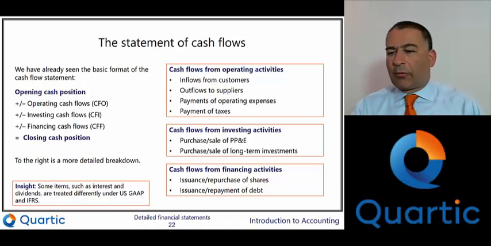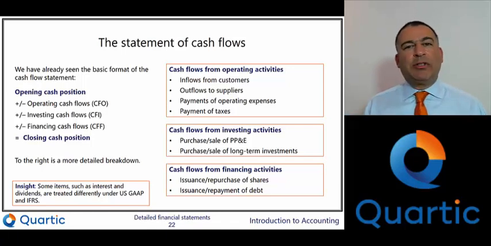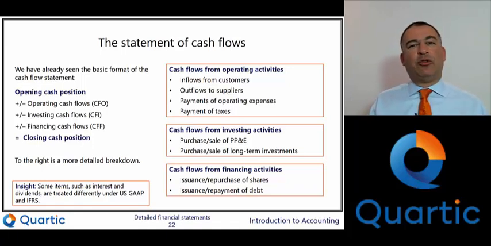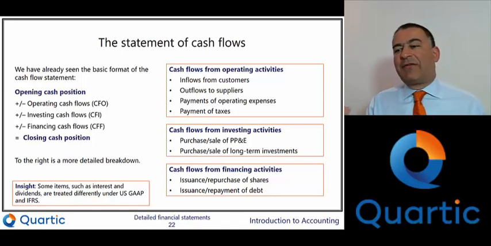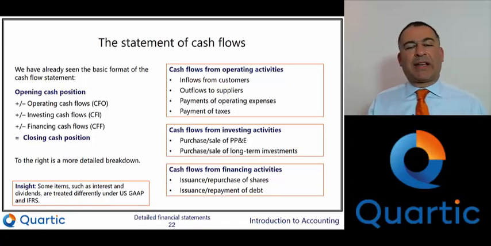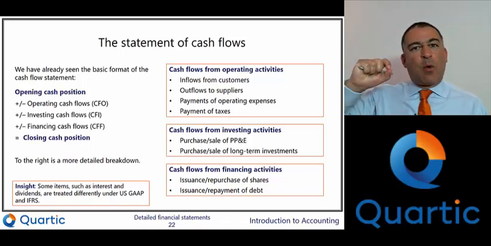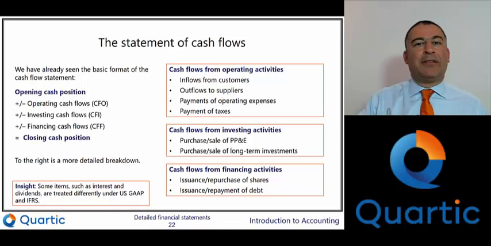CFO, cash flows from operating activities. This is most of the transactions. If you look on the bank statement, all cash from customers, all cash payments to suppliers, most of what's going on during the month, during the year, fall under CFO, operating cash flows. Inflows from customers, outflows to suppliers, payment of operating expenses, payment of taxes. So it's really, most things go there. It's almost easier to remember what goes into CFI, what goes into CFF, and everything else goes into CFO.